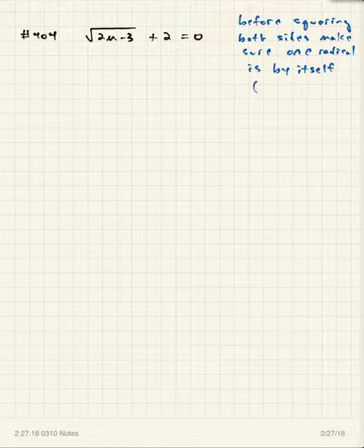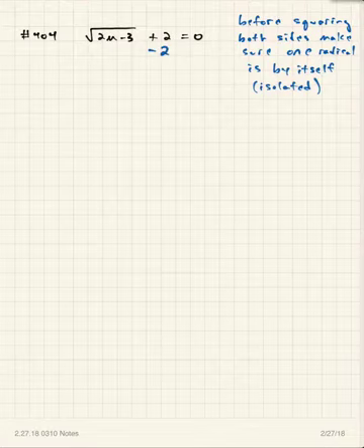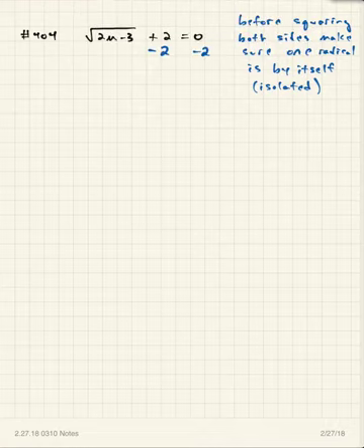You'll see that word frequently used. And so you'll frequently see isolate the radical. So don't square both sides of the equation until the radical is actually on one side of the equation sitting there by itself, which it's not, notice, in this problem. So the first thing I'm going to do is subtract 2 from both sides to isolate the radical. Right? And then that gives me the square root of 2u minus 3 equals negative 2.